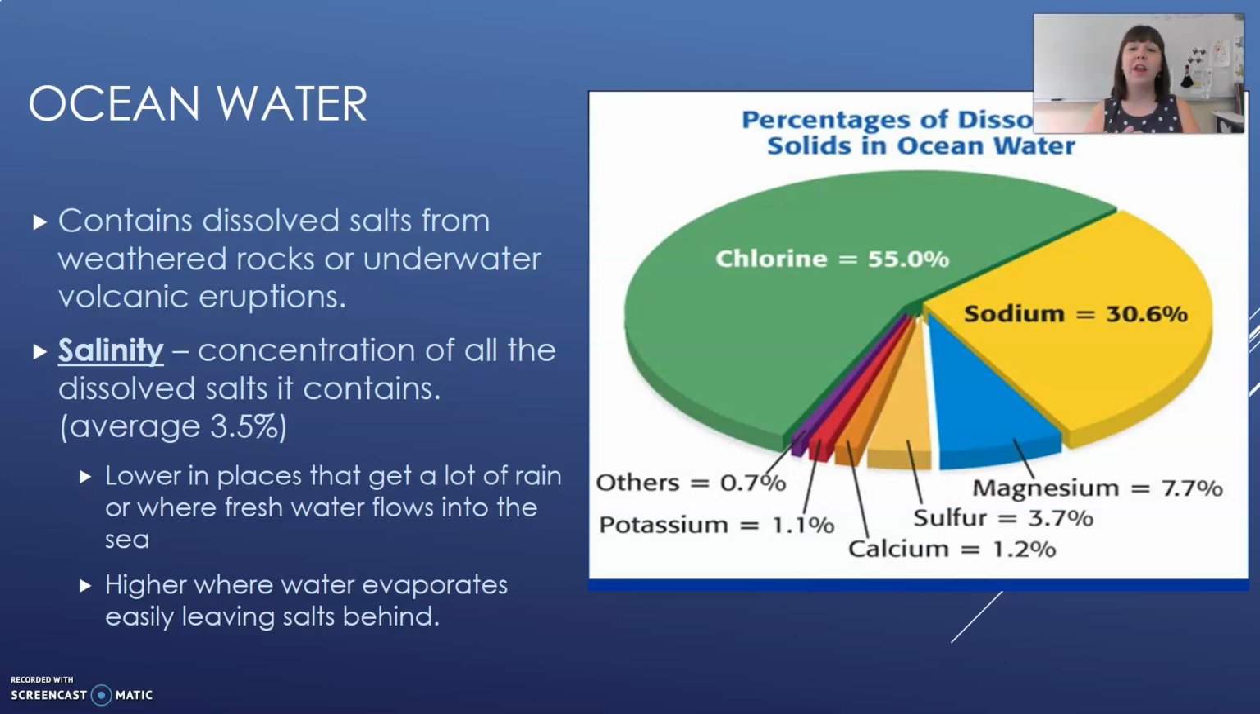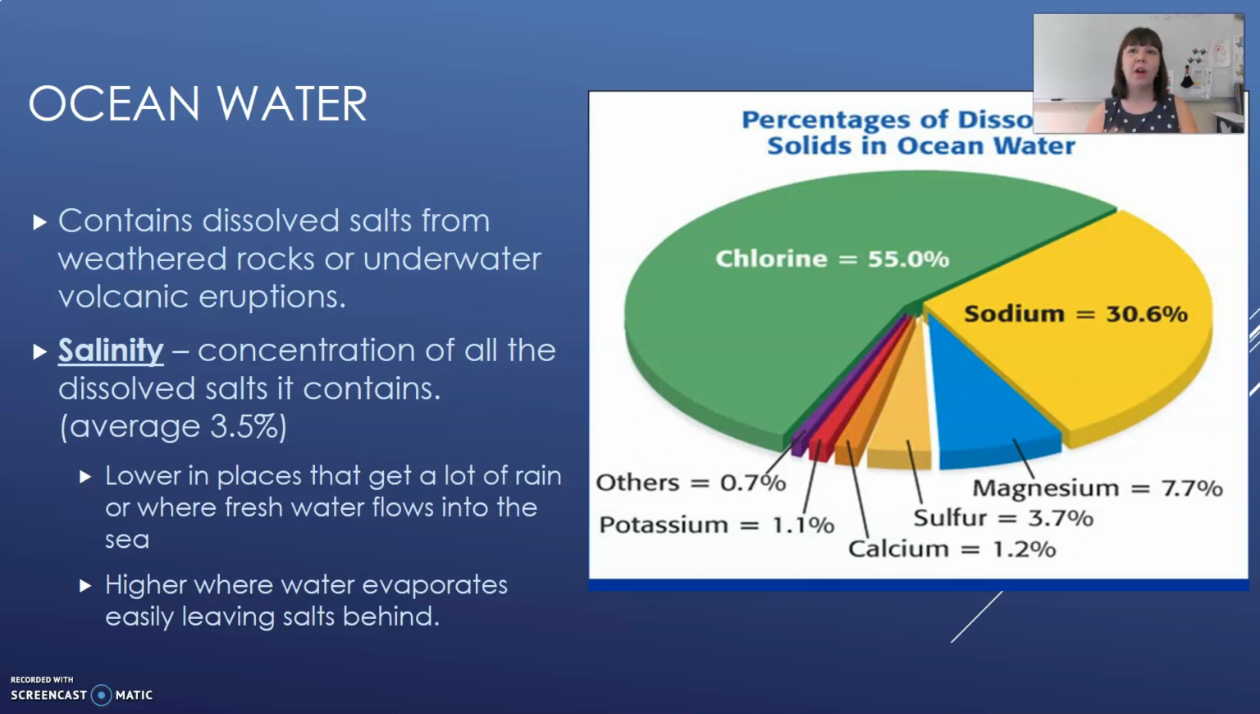Now, ocean water is salty, but it's not just sodium chloride. There's a lot of minerals that are dissolved in ocean water that tend to come from weathered rocks or underground volcanic eruptions. It's rock and stuff that's run off of the Earth's surface and into the ocean and collected. So we get this term salinity. Salinity is the concentration of dissolved salts and everything else.